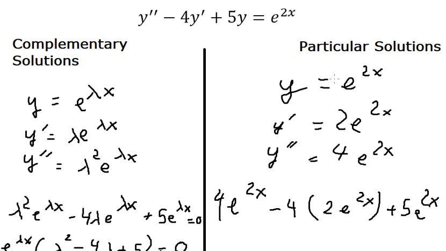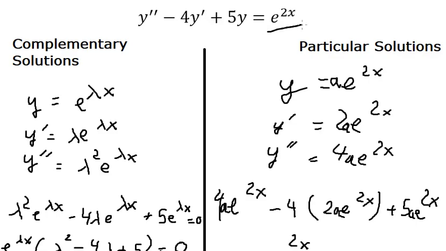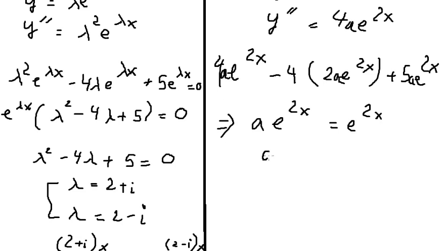And the next step, this is the coefficient we need to use to find the solution in here. So we sum everything in here, and we got A i e to the power of 2s. But on the right, we got e to the power of 2s. So that means this one equals e to the power of 2s. We divide both sides by e to the power of 2s, and we got A equals 1. So in this situation, y particular is e to the power of 2s.